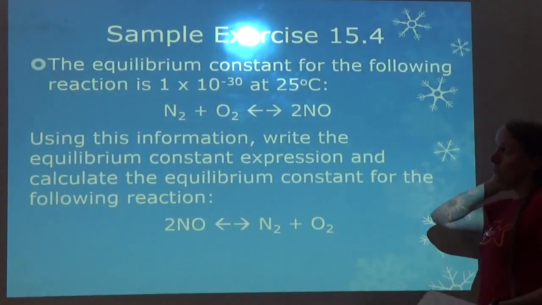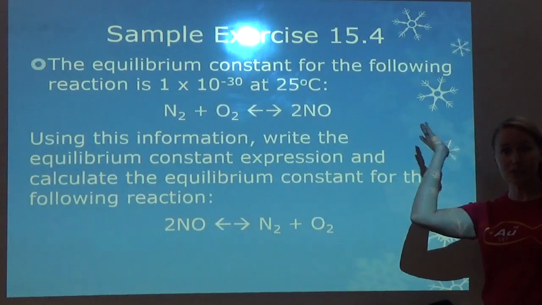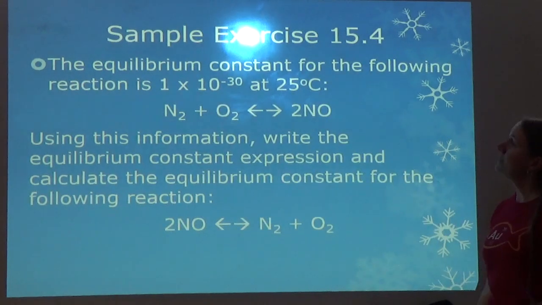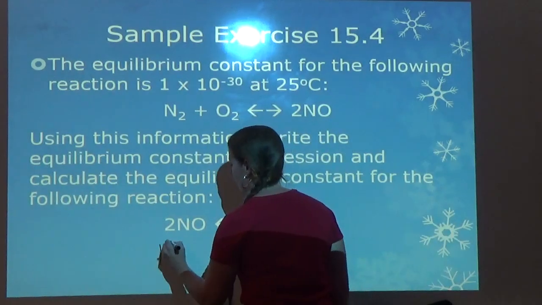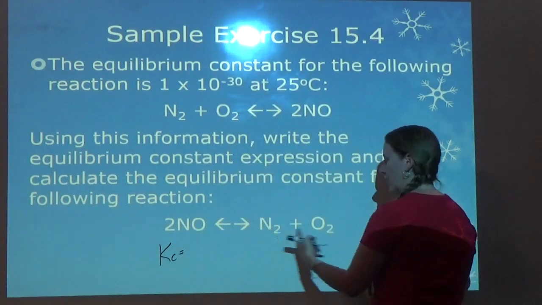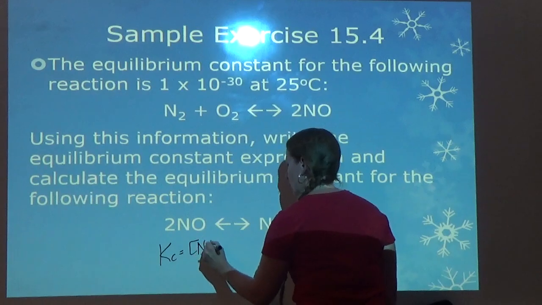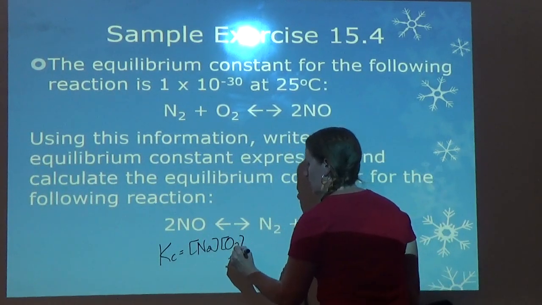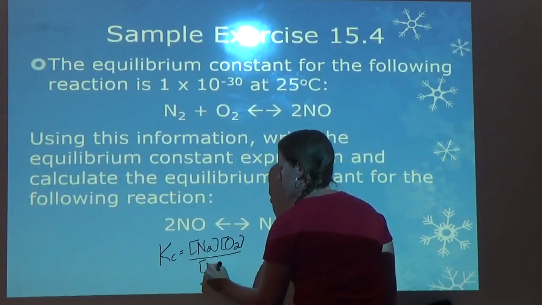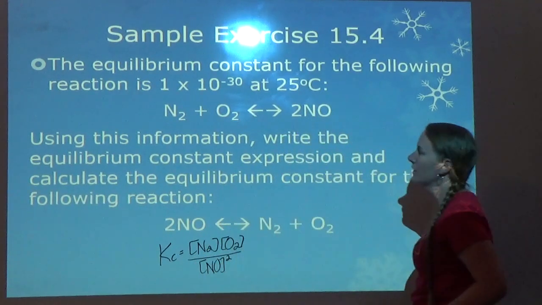Alright, so we'll look at what I'm talking about in this sample exercise. The equilibrium constant for the following reaction is 1 times 10 to the negative 30. Using this information, write the equilibrium constant expression and calculate the equilibrium constant for the following reaction. So we've got to write the expression first. My K value is my products, which is N2 and O2, over my reactants, which is NO, but it's going to be squared.